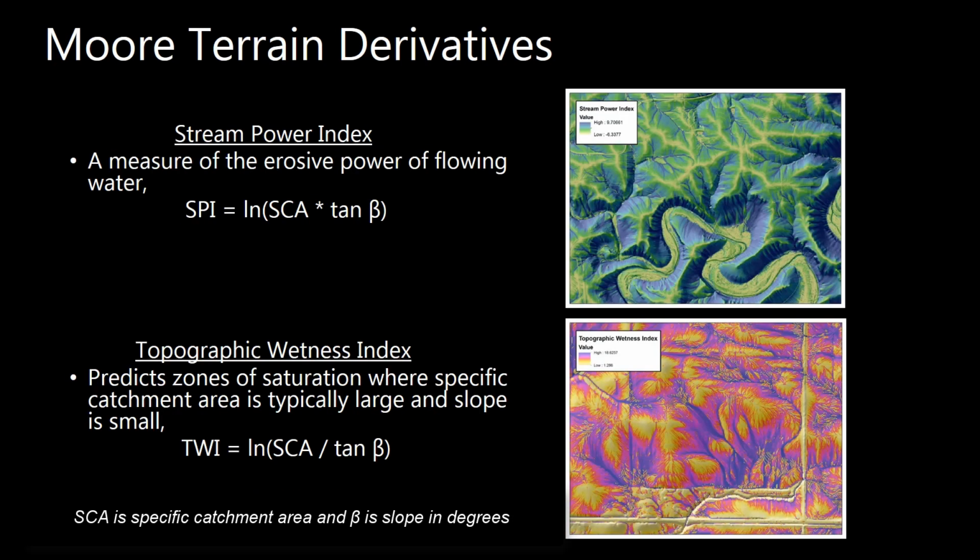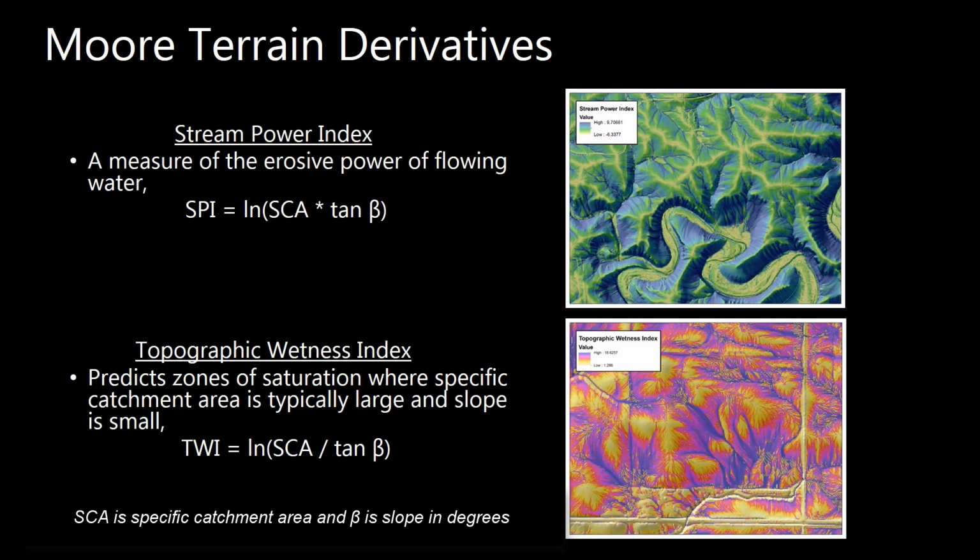The Moore Terrain Derivatives tool also generates two secondary topographic attributes, the first being the stream power index, which is a measure of erosive power of flowing water. And this is found by taking the natural log of the product of the specific catchment area and the tangent of slope, and in this case, slope being beta.